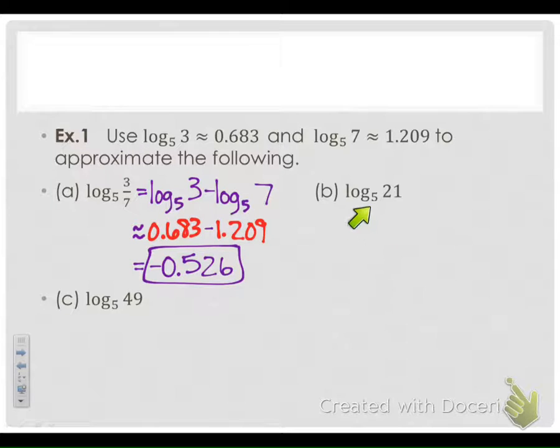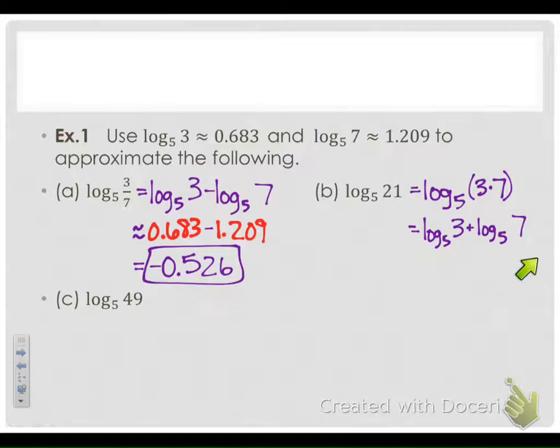So then we go over to log base 5 of 21. So this is going to be looked at as log base 5 of 3 times 7. Now I'm ready for the product rule. Log base 5 of 3 plus log base 5 of 7, and now I'm going to use those approximations.